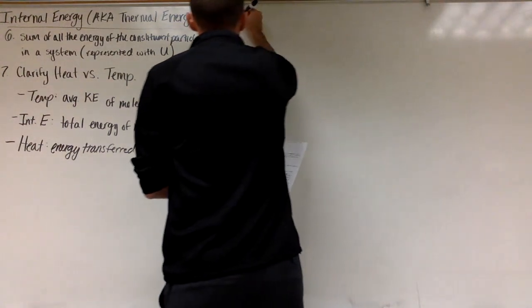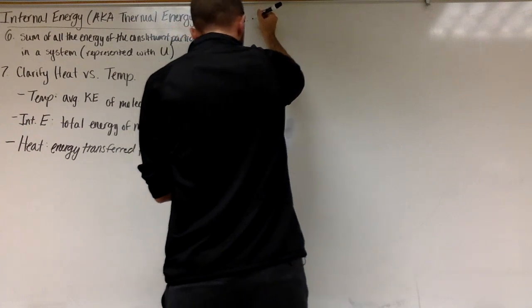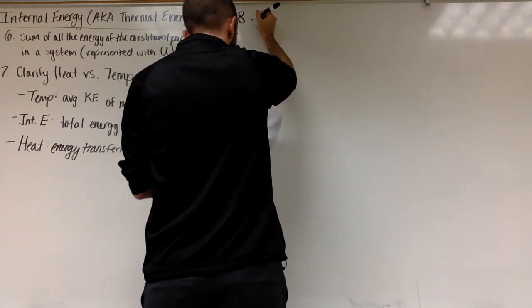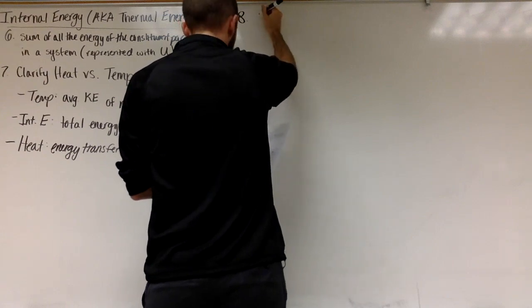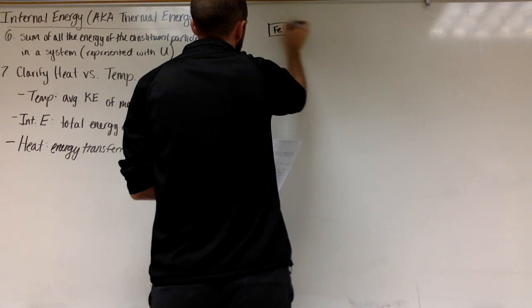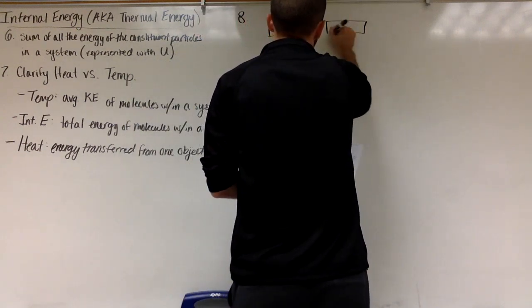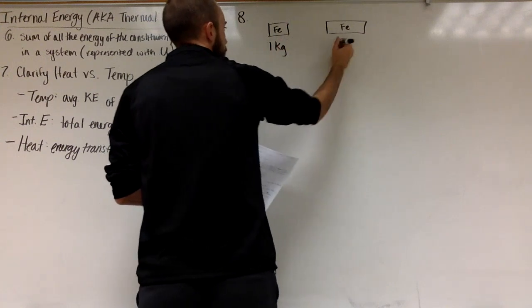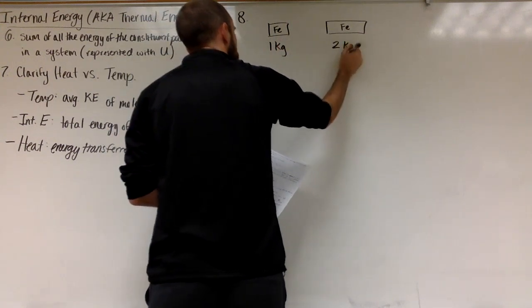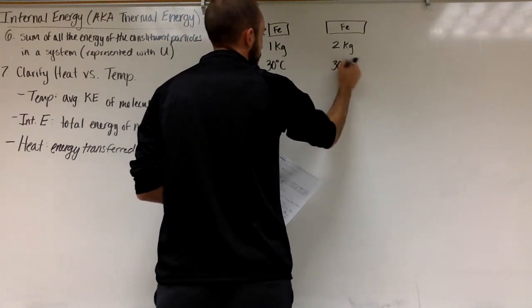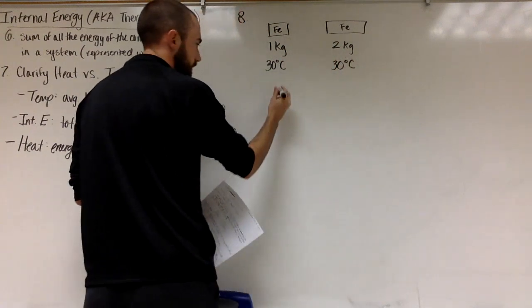All right, so if I give you this problem, I want you to tell me which one has a bigger temperature and which one has more heat. So let's say I've got a sample of iron. Here's my sample of iron. It says Fe. And then I've got another sample of iron over here that says Fe. This guy weighs 1 kilogram. This guy weighs 2 kilograms. This guy has a temperature of 30 degrees Celsius. This guy has a temperature of 30 degrees Celsius.